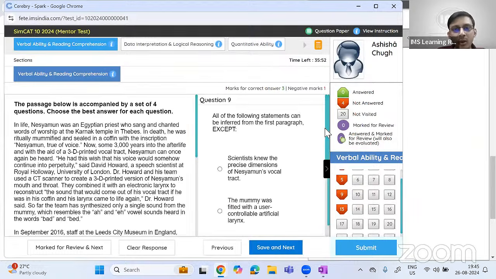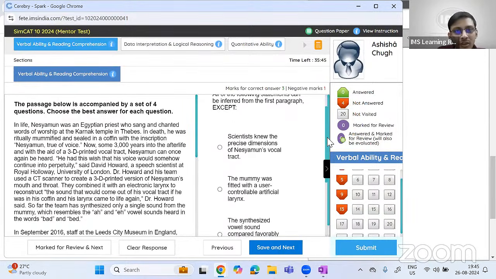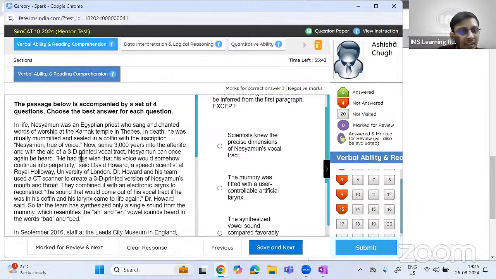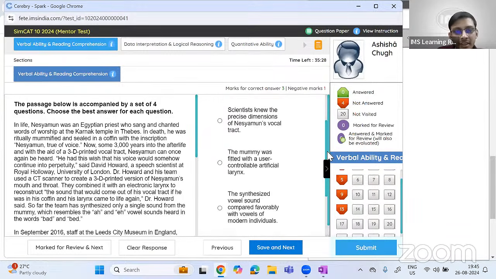So all of the following statements can be inferred from the first paragraph except, just the first paragraph. Scientists knew the precise dimensions of his vocal tract. From what I know, if you are making a 3D printout of something, you have to know the precise dimensions of that thing. So I will say that this can be inferred.